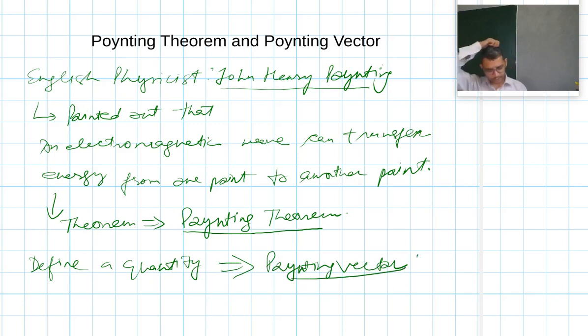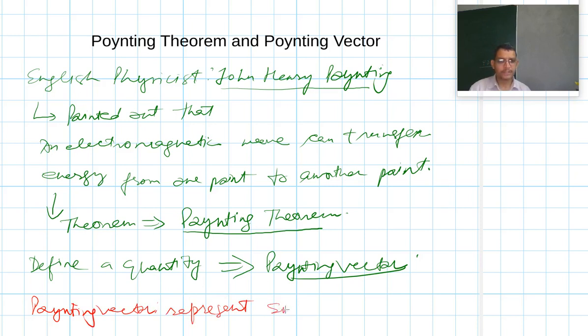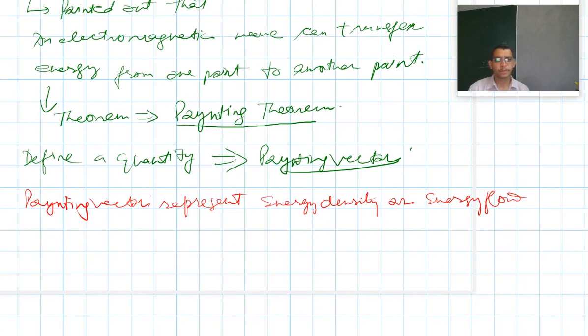Right. So what will this Poynting vector represent? This Poynting vector will represent energy density, or energy flow per second, per unit area.